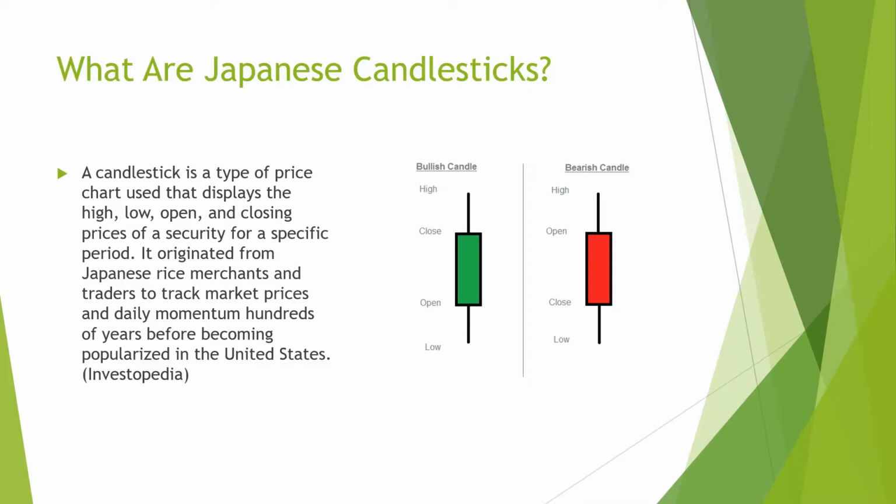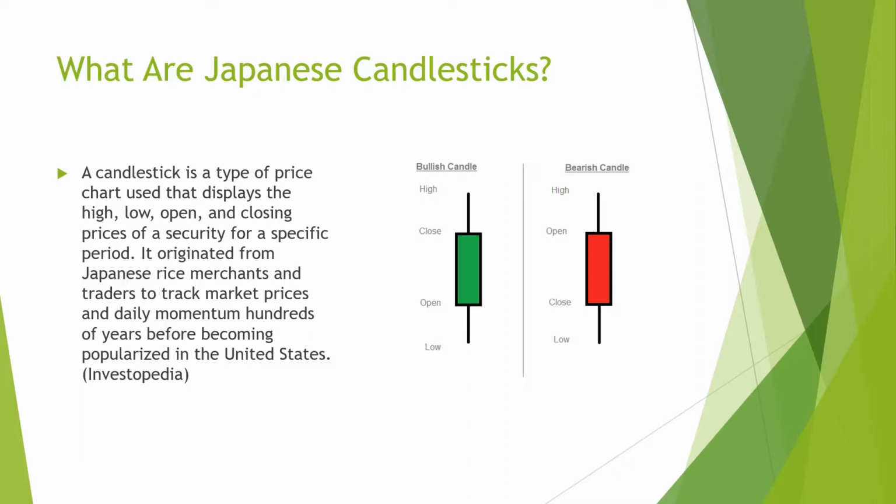Like I do in most of my learning videos, I like to give you the actual book definition of Japanese candlesticks, and we'll go into further detail afterward. So what are Japanese candlesticks? Well, a Japanese candlestick is a type of price chart that is used to display the high, the low, the open, and closing prices of a security for a specific period. It originated from Japanese rice merchants and traders to track market prices and daily momentum hundreds of years ago before becoming popularized in the United States and now used for charting price movements in stocks.